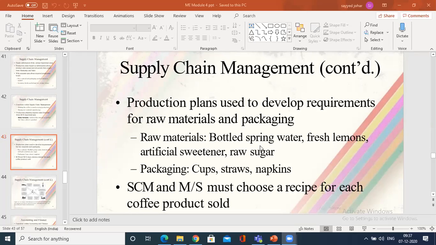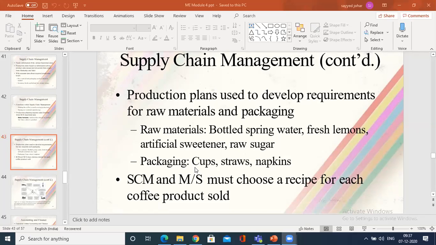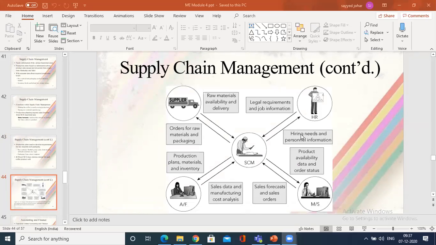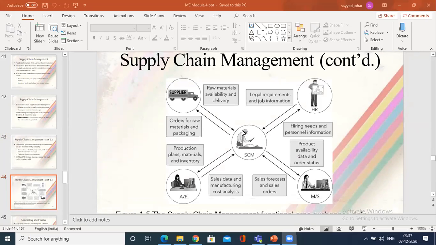So what are the raw materials? Bottled spring water, fresh lemons, artificial sweetener, raw sugar. All these are the raw materials being required to prepare a coffee. The packaging raw materials consist of cups, straws, and napkins. All these are the raw materials being required to supply the coffee. The supply chain management and the marketing and sales must choose a recipe for each coffee product sold. Okay. So these are all the overall functionalities.